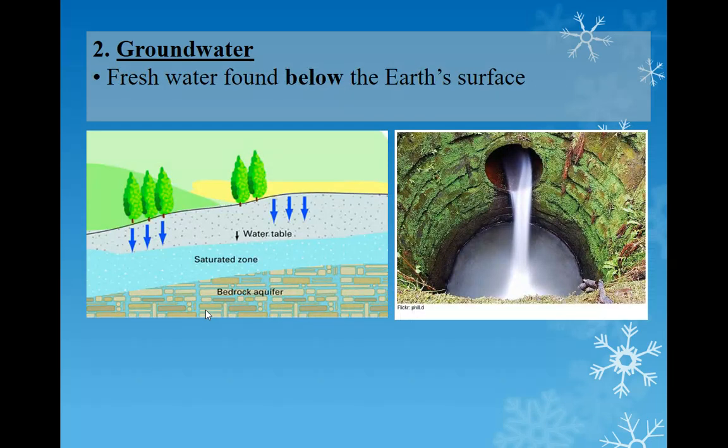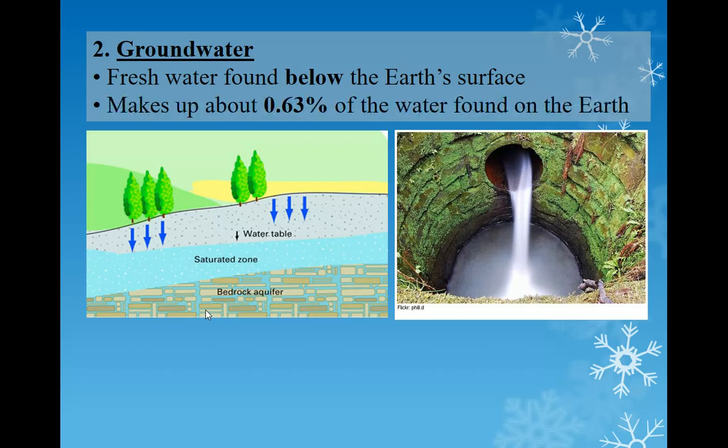Groundwater is fresh water that's found beneath the Earth's surface. Now, this water can be accessible. You might have a well or some kind of pump that can pump that water up. But for the most part, it's still not great in terms of accessibility. Nonetheless, it's at least more accessible than the glaciers. Of all the water on the Earth, it makes up about 0.63%. So not a whole lot, less than 1%.